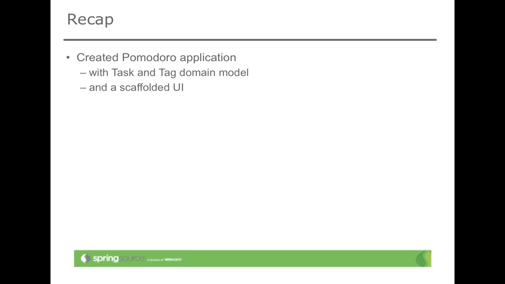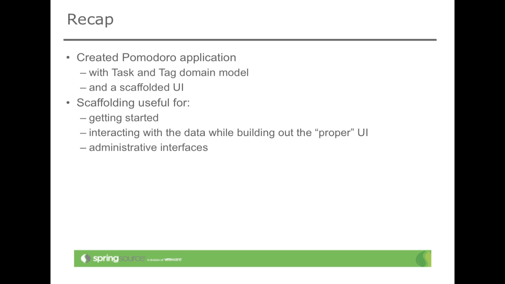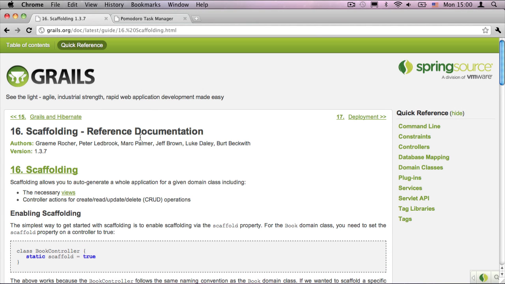Now, scaffolding is a great way to create a user interface quickly, but it's rarely a good basis for an end product. It is better suited as a way of allowing you to interact with the underlying data while building out the real user interface, and it is also commonly used for administrative interfaces. You can also customize the scaffolding. To find out more, check out Chapter 16 of the user guide.